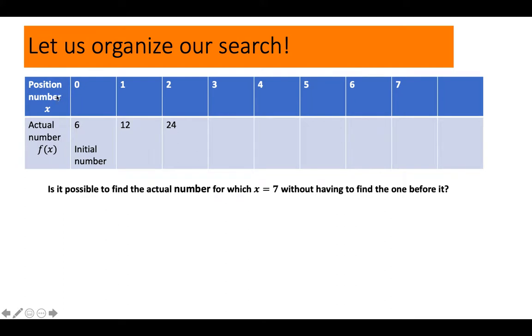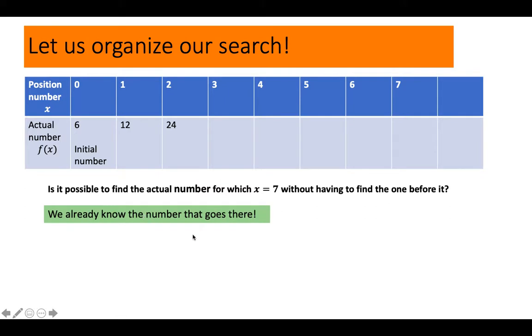First, I'm calling this the position number. I'm assigning x to that. So 0, 1, 2, 3, 4, 5, 6, and 7. And then the actual number I'm putting down here, and I'm calling that f of x. Notice that when x equals 0, that number is 6, so I'm calling that the initial number because 0 is our point of reference right there. So we already know what number goes there. We are just trying to find another way to get it without needing the number before. Okay, so that's our challenge.